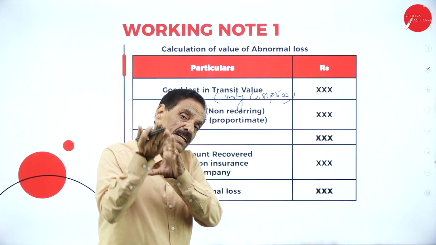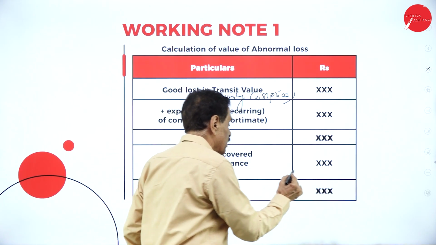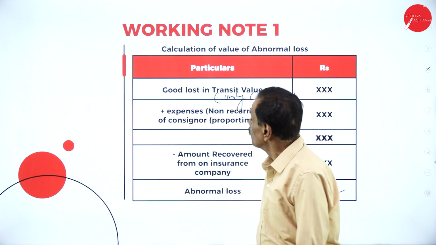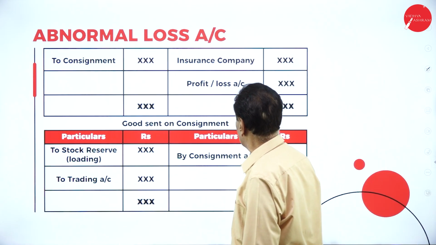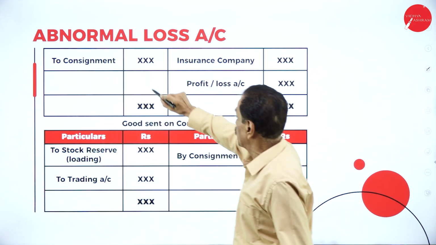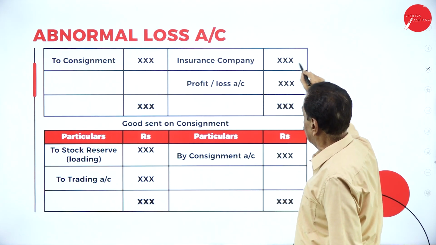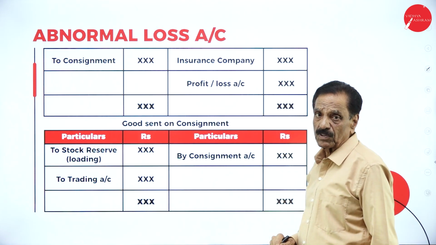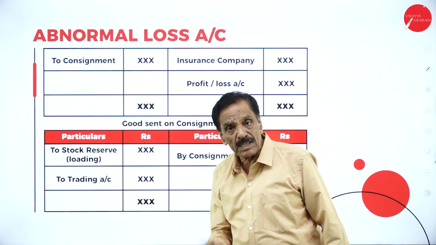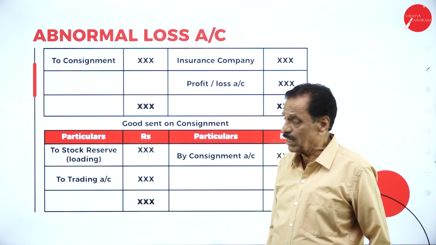Whatever percentage is given in the examination, that percentage should be deducted. The difference is called abnormal loss. That abnormal loss will be taken into consideration here. Here, to the consignment account, the total abnormal loss. Whatever amount you recover from the insurance company, the difference is the loss to the company. Out of the abnormal loss account, some amount is recovered from the insurance company. The difference goes to the profit and loss account.